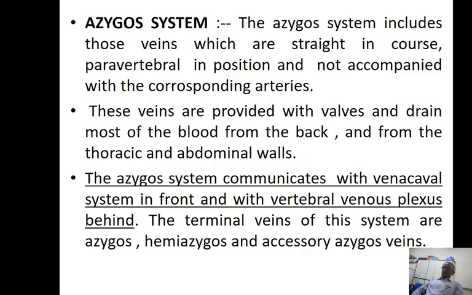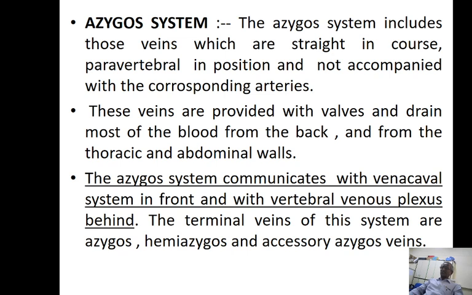So today's topic is Azygos veins. The azygos system of veins includes those veins which are straight in course, paravertebral in position, and not accompanied with the corresponding arteries. Almost all the veins form a neurovascular bundle, vein, artery, and nerve together. But here, this vein is not accompanied by the artery.